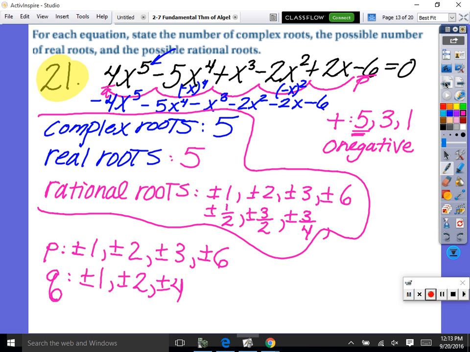So I'll give you a second to practice some of those. Oh, well, you know what? These ones are really easy, so let's just finish off these.